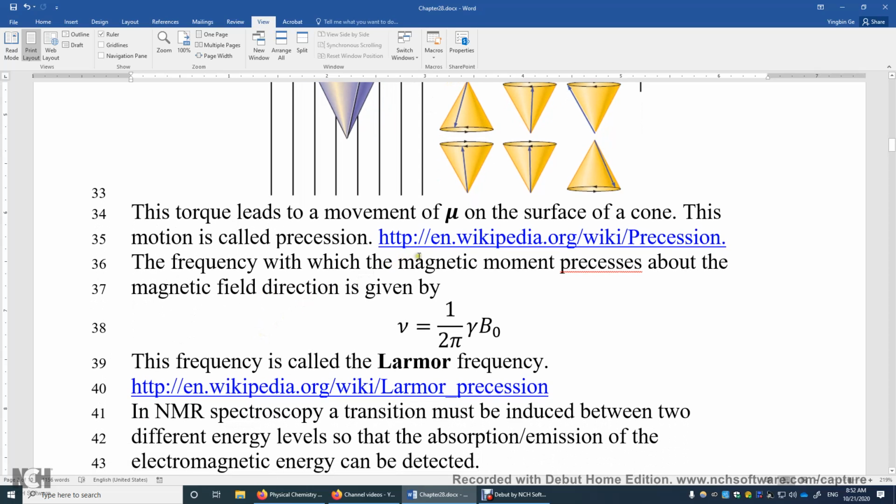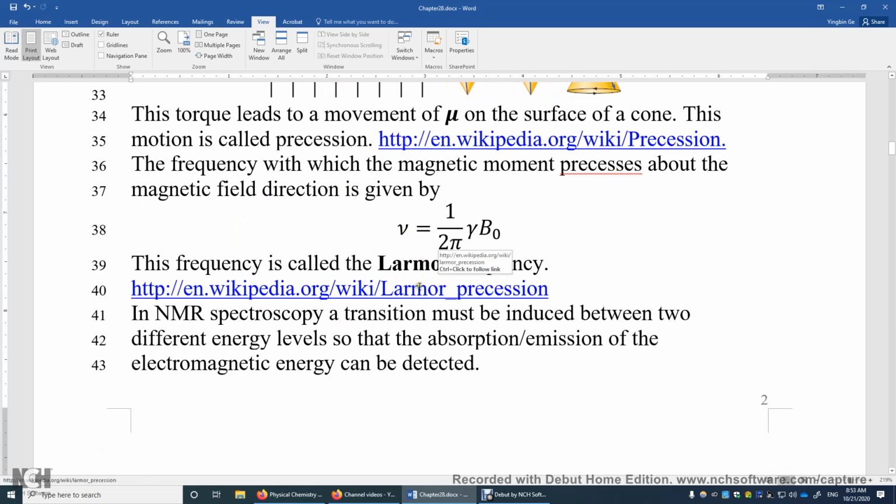The frequency with which the magnetic moment precesses about the magnetic field direction is given by this, and this frequency is called the Larmor frequency. You can read this webpage about Larmor precession. In NMR spectroscopy, transitions must be induced between two different energy levels. When you apply an external magnetic field to a bunch of hydrogen nuclei, some will occupy higher energy, some will occupy lower energy. So we'll be able to calculate the difference between these two energy levels.